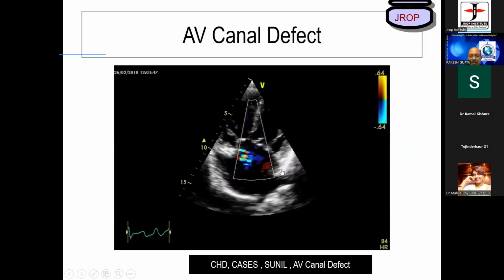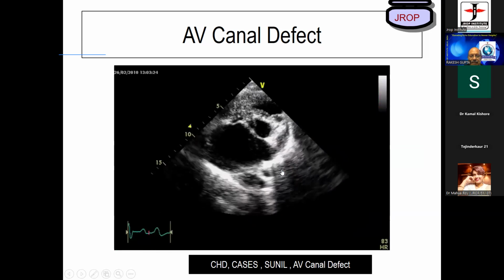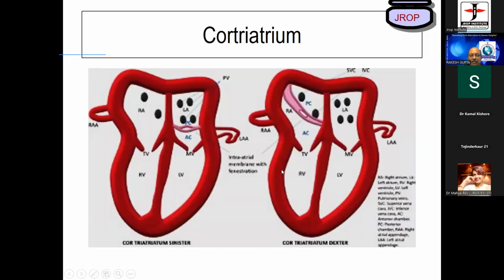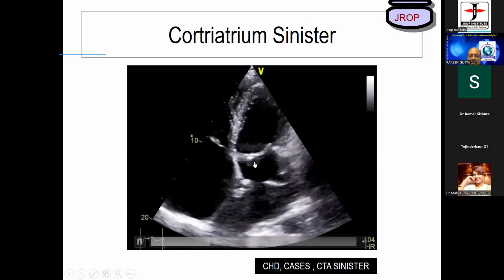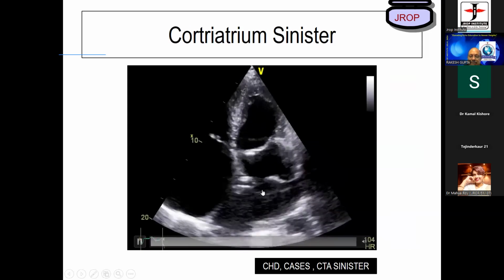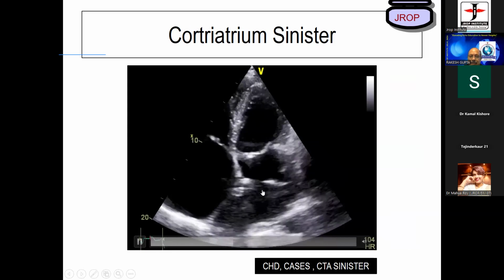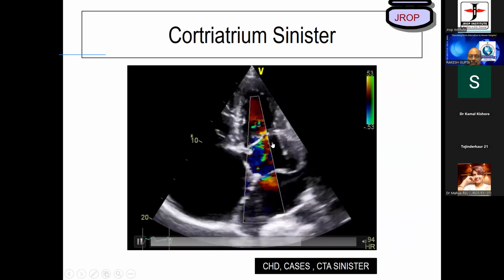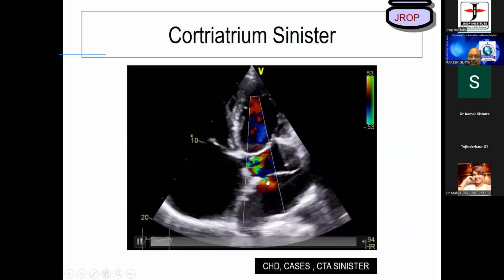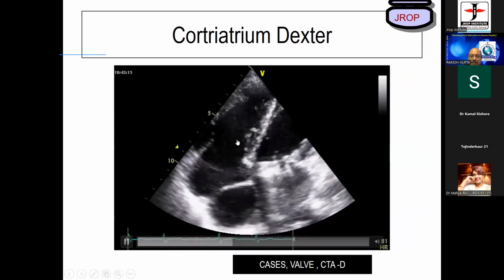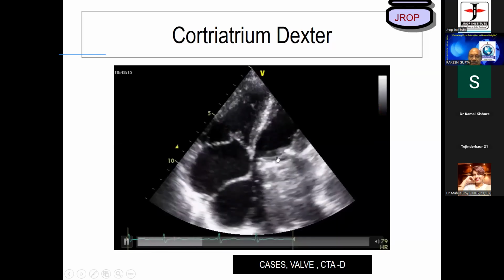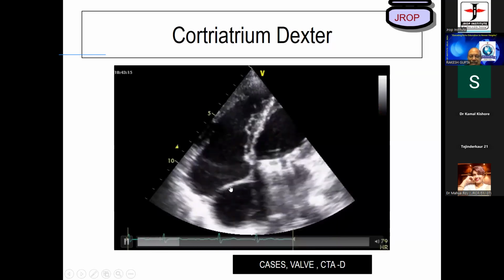This is complete AV canal defect. I showed you already. Then there's a condition which is known as three-chambered left atrium or right atrium. Two-chambered. Look, this is cor triatriatum sinister. There's a membrane dividing the left atrium. So you have a stenosis not at the level of valve. You have a stenosis at the level of this membrane. Very simple. Go and blow off this membrane. Then we have a cor triatriatum dexter in right chamber. This patient had a mitral valve leaflet replaced, but they left behind this dexter.